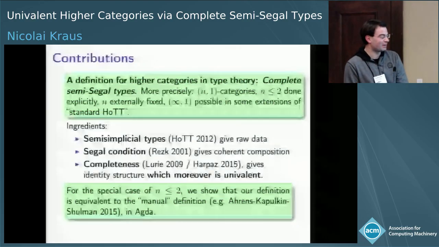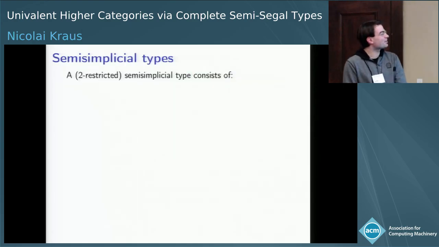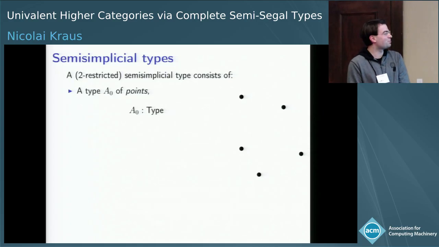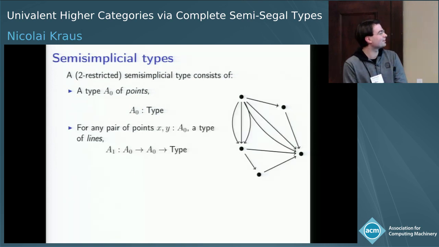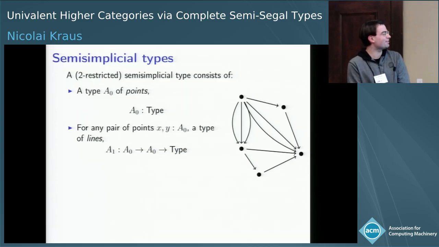Okay, so in the remaining 5 minutes, I will go very quickly through these 3 components here to explain what they are. Right, so semi-simplicial types. A semi-simplicial type has components which are points. This is a type A0 of points, and I just draw some points here to illustrate this. Then for any pair of 2 points, we have a type of lines or edges, which I call A1. And so I draw some of them here.